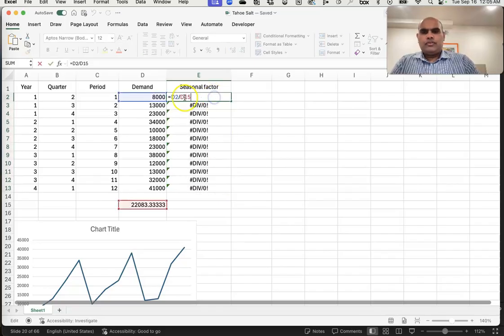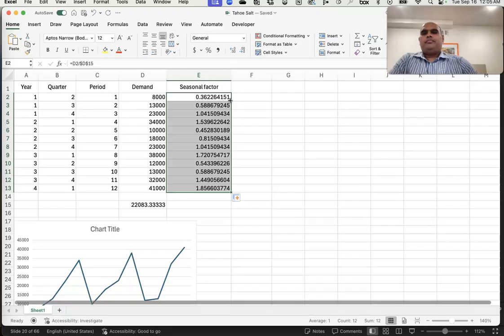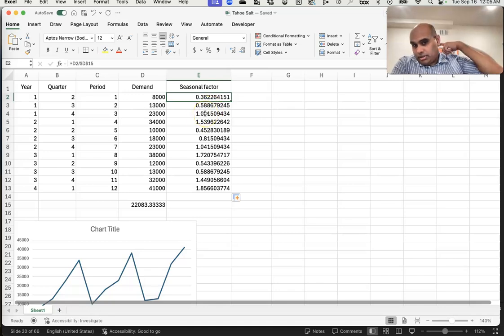Oops, forgot to make that absolute reference. There you go. And there, right? So you'll notice that some of these seasons have a factor where the factor is more than 1. Some of the seasons have factors less than 1. So seasons with factors less than 1 are the ones where demand is less than average, and seasons with factors more than 1 are seasons for which demand is more than average.